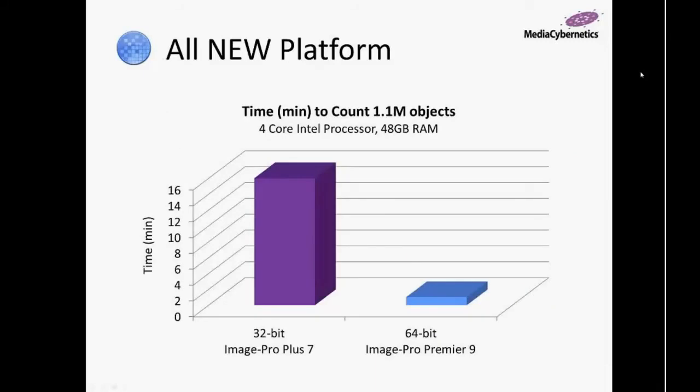Just to give you an idea of some of the improvements that we can see with this new 64-bit architecture, here's a simple graph to show you the time it takes to count 1.1 million objects in a single image on a 4-core Intel processor holding 48 gigabytes of RAM. Typically, in our 32-bit Image-Pro Plus 7 products, this would have taken around 15 minutes to complete. In our brand new 64-bit Image-Pro Premier 9 software platform, the benefits of the platform make it so that it only takes 1 minute to complete this count. That's a significant improvement from our previous versions to today's version. And all this is made possible by our brand new platform.